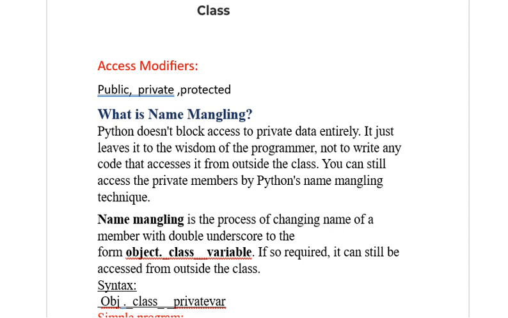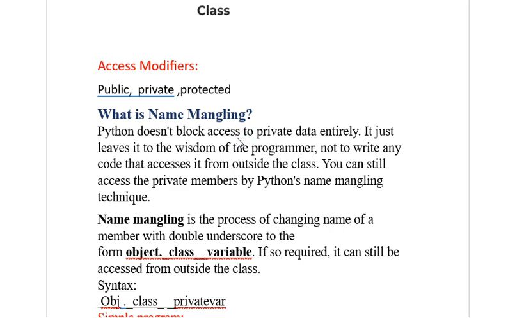Okay, now let's understand how to use these private variables and private methods outside the class by using name mangling. Python doesn't block access to private data. It completely depends upon you, which I said in my previous video. To use the private members or the protected members, it depends completely upon the user to use them or not. Python can't block it. It will not restrict you to use only the private members or only the protected members.